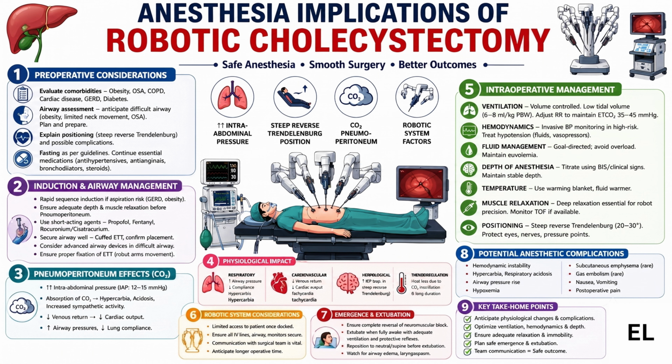Reverse Trendelenburg causes blood to pool in the lower extremities and decreases venous return to the heart. Reduced venous return can decrease preload and potentially reduce cardiac output. This effect may become more pronounced when combined with increased intra-abdominal pressure. Therefore, blood pressure and heart rate should be monitored carefully, and hypotension should be treated appropriately.